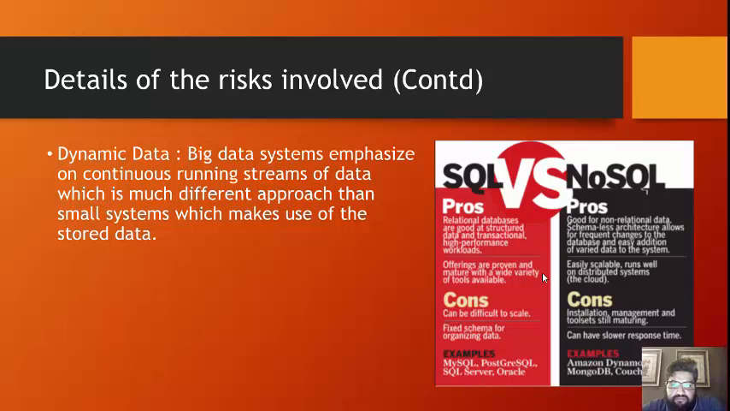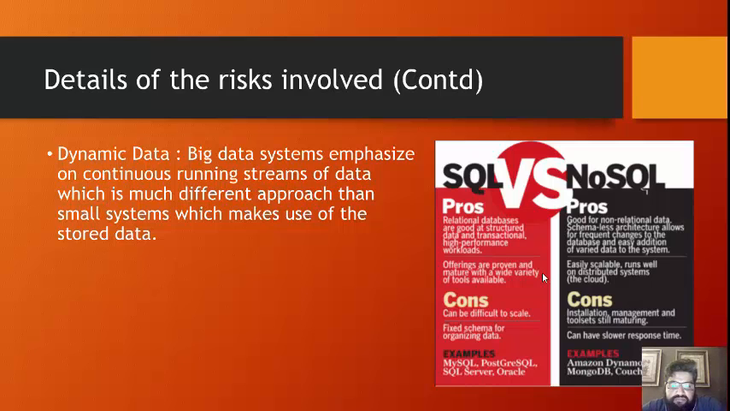Big data systems emphasize continuously running streams of data, so this gives us the first evidence to rule out relational databases that work on the principle of already stored data. So data is coming 24/7, and in order to analyze that, it would be a poor decision to use relational databases to first store all of it and then analyze, which would obviously affect the system performance manifold.